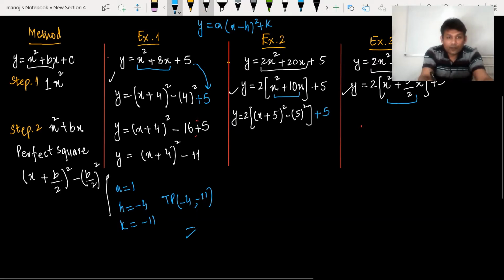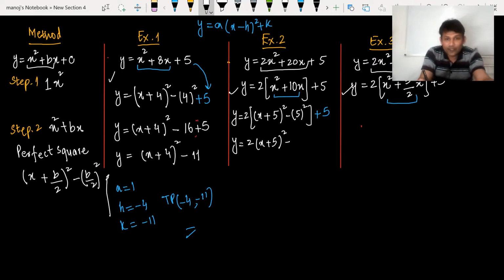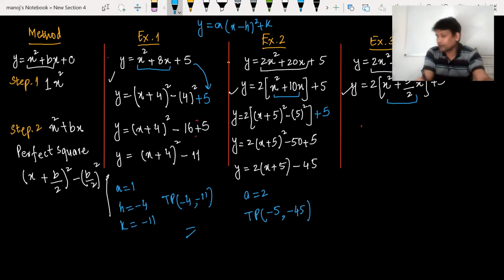Then what can we do? We can write 2, and this 2 will multiply with everything. This will become 2 (x plus 5) whole square minus 25. 25 multiplied by 2 is minus 50, and plus 5. Now y is equal to 2 (x plus 5) whole square minus 45. So the value of a is 2, and the turning point is, if this is plus, I will write minus 5, and that will be as it is, minus 45. That's your turning point.